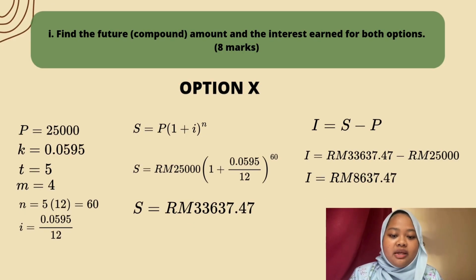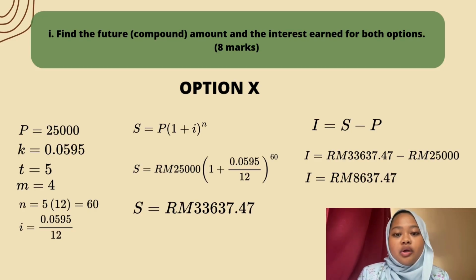Option X, P equals RM 25,000, K equals 5.95% or 0.0595, T equals 5, M equals 12, N equals 60, I equals 0.0595 per 12. So we can use the formula S equals P bracket 1 plus I bracket N. S equals RM 25,000 bracket 1 plus 0.0595 per 12 bracket 60. So we get the answer S equals RM 33,637.47.